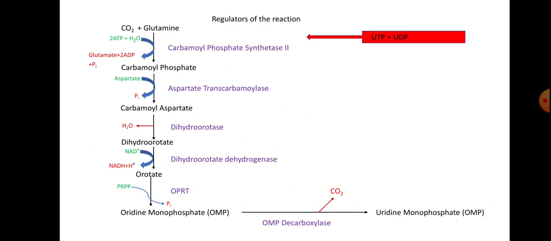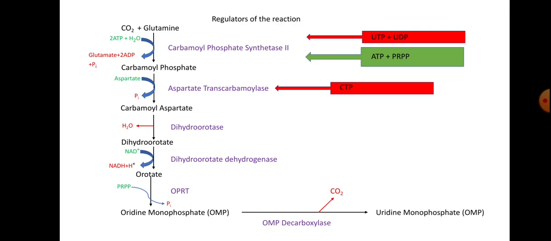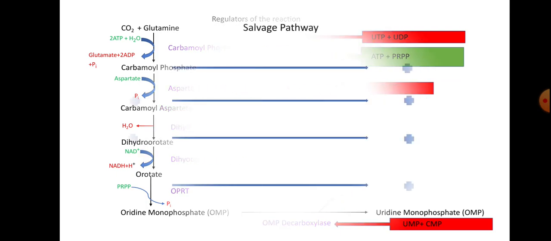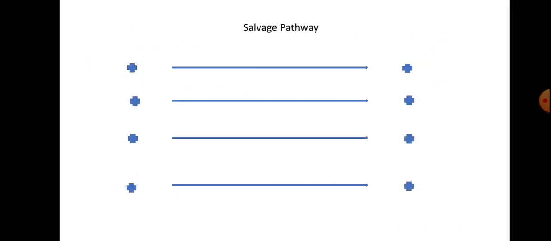UTP and UDP are inhibiting carbamoyl phosphate synthetase 2. Carbamoyl phosphate synthetase 2 is activated by ATP and PRPP. Aspartate transcarbamylase is inhibited by CTP, and UMP and CMP are inhibiting orotidine monophosphate decarboxylase. Okay. We've completed de novo pathway.